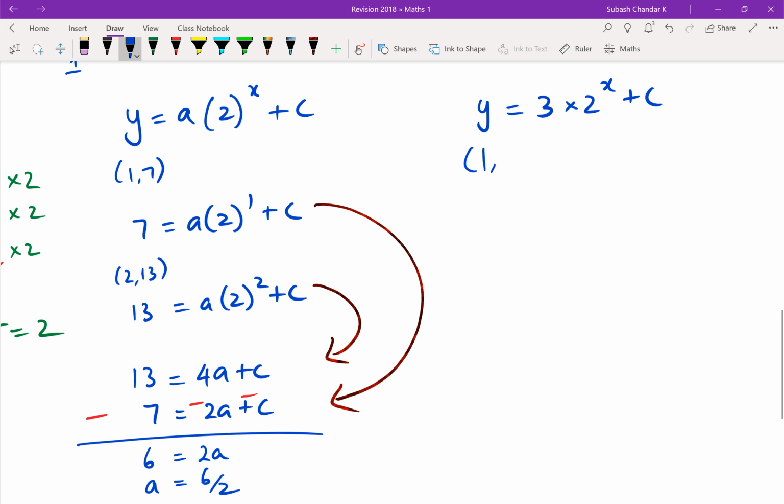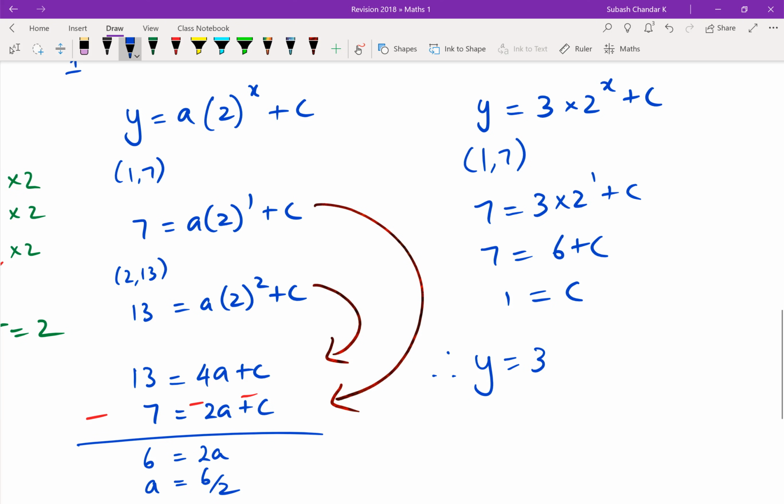And I'm going to use the point 1, 7 again. So 7 equals 3 times 2 to the power of 1 plus c. 7 equals 6 plus c. C is equal to 1. Therefore, the equation is y equals 3 times 2 to the power of x plus 1.